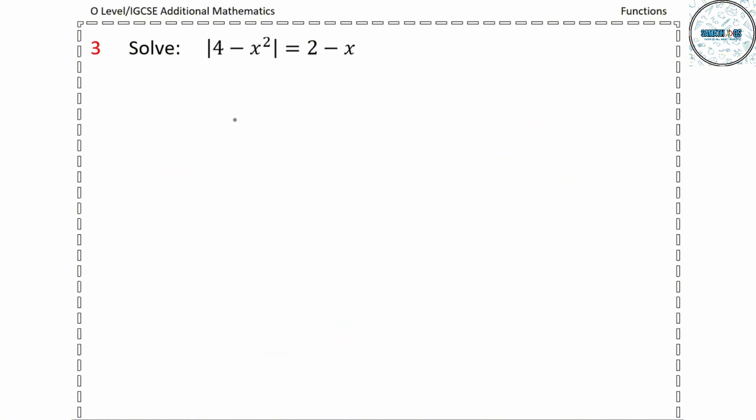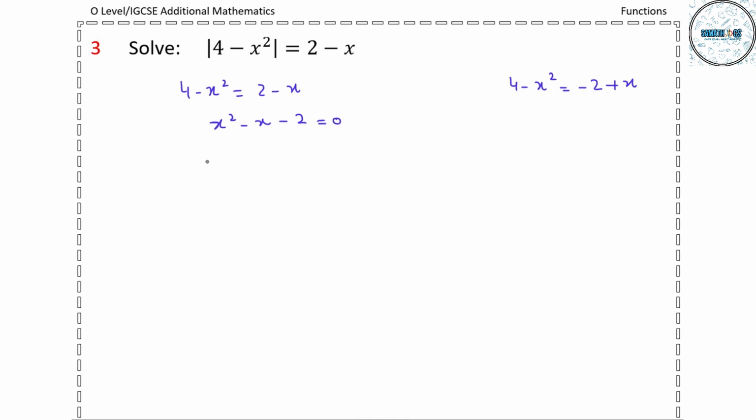Another question in which the absolute of 4 minus x squared is equal to 2 minus x. So one time we will write 4 minus x squared is equal to 2 minus x. Another time we will write 4 minus x squared is equal to minus 2 plus x. We will take x squared on this side so that it becomes positive. x squared minus x, and 4 when taken on this side is minus 4. So 2 minus 4 is minus 2, which is equal to 0.